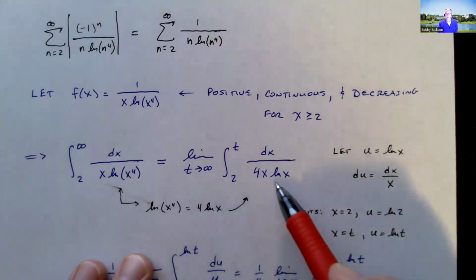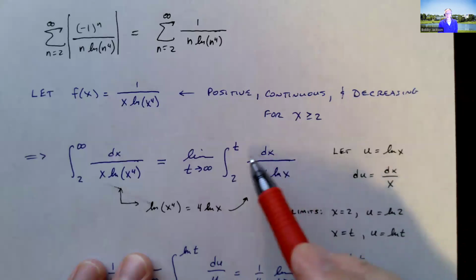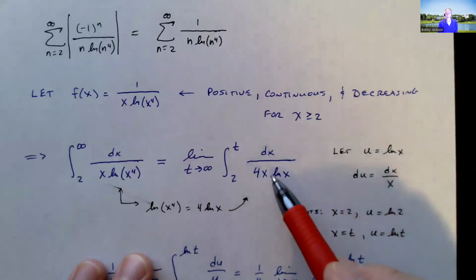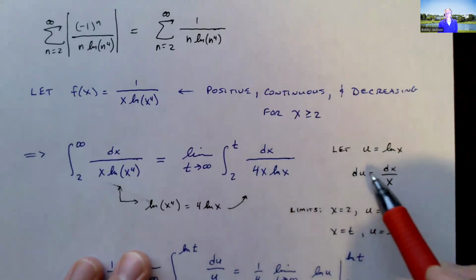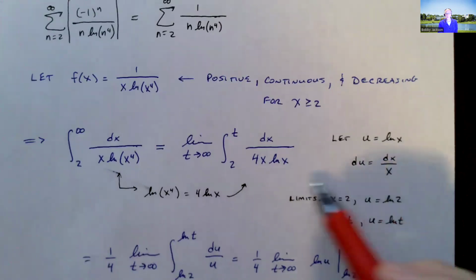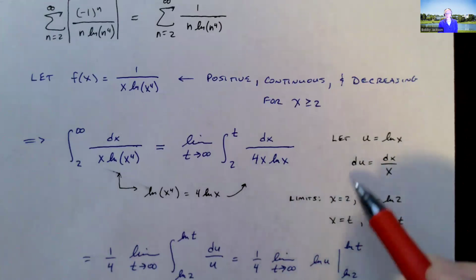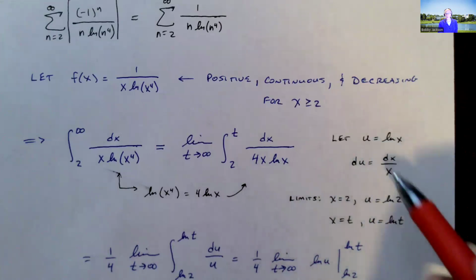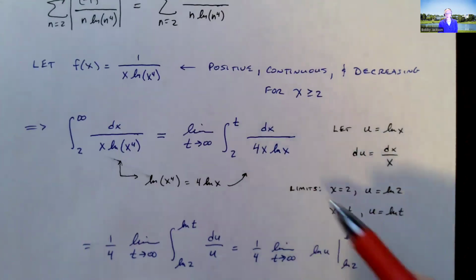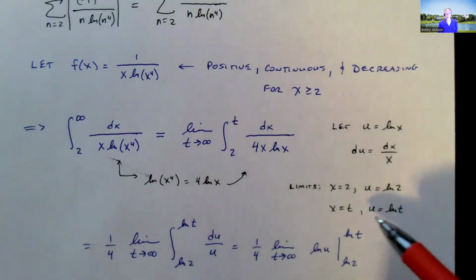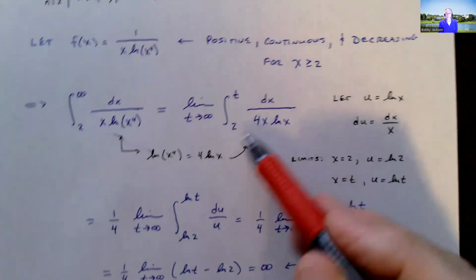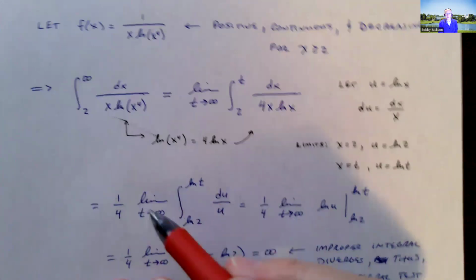Okay, so now what are we going to do here? Well, I'm going to do a little substitution. I'm going to let u be the natural log of x. So du is 1 over x dx. And I'm going to change the limits as well. When x is 2, plugging in 2, we get u is the natural log of 2. And when x is t, the upper limit, u is natural log of t. So we do have a 1/4. I'll just pull that out because it's a constant multiple.